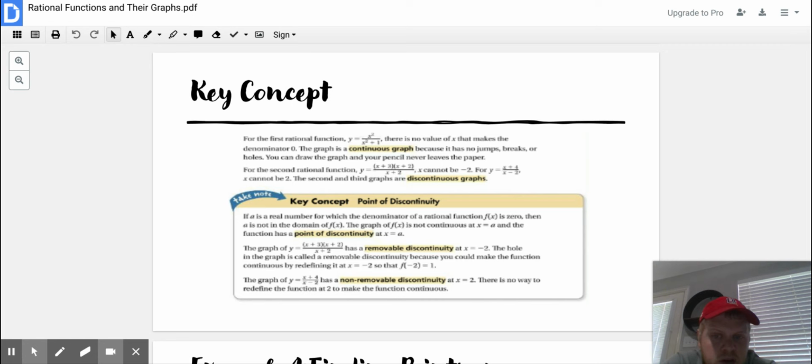Okay, and then that third graph, the graph of y equals x plus 4 over x minus 2, has a non-removable discontinuity at x equals 2. There is no way to redefine the function at 2 to make the function continuous. So again, if we have asymptotes, those are going to be non-removable discontinuities. So that's the difference there.